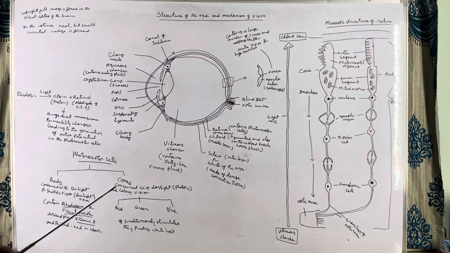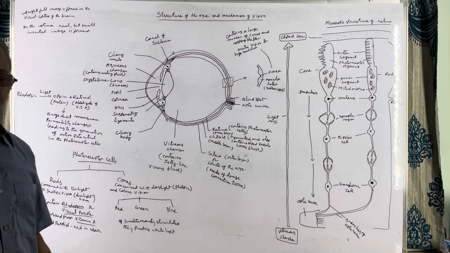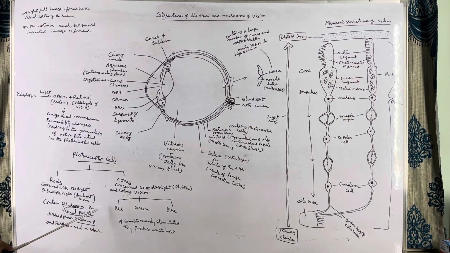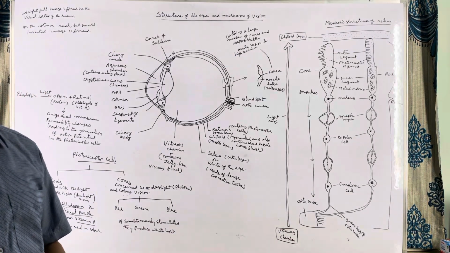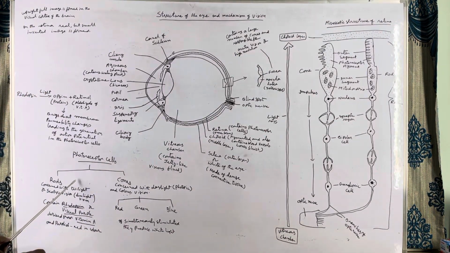The rods are concerned with twilight vision or scotopic vision. That means dim light vision. When the light is low, these structures help in visualizing the things. The pigment present in the rods is known as rhodopsin. Rhodopsin is also known as visual purple, derived from vitamin A. So, vitamin A is very important for efficient functioning of rods.